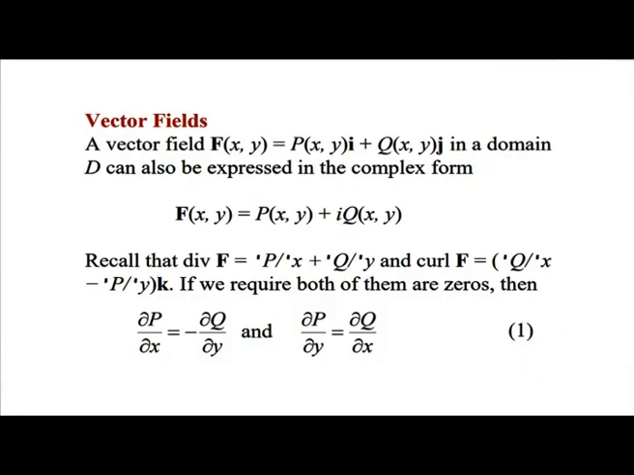A vector field F(x,y), if I denote it as a vector P(x,y) i plus Q(x,y) j in a domain D, can also be expressed in the complex form. That is, F(x,y) can also be written as P(x,y) plus i Q(x,y). Here divergence of F is ∂P/∂x plus ∂Q/∂y, and curl of F is (∂Q/∂x minus ∂P/∂y) k. If we require both of them to be zero, then ∂P/∂x equals minus ∂Q/∂y, and ∂P/∂y equals ∂Q/∂x.